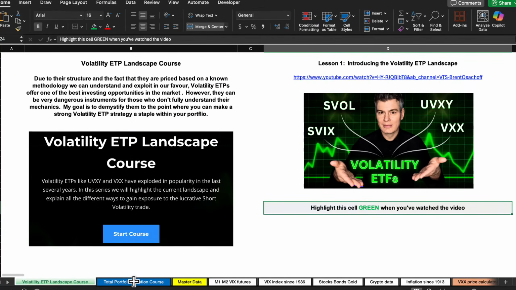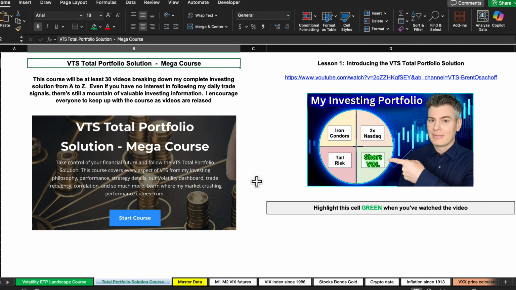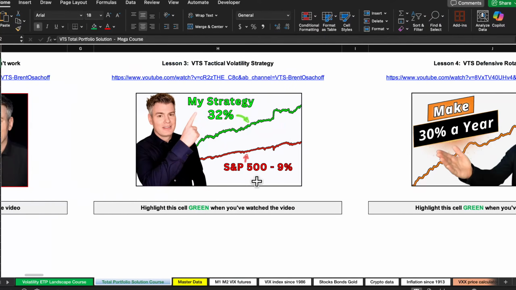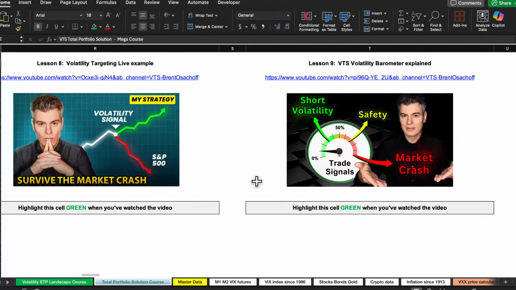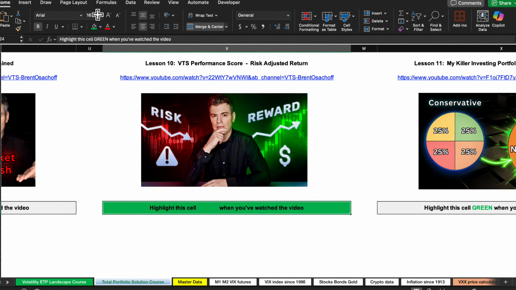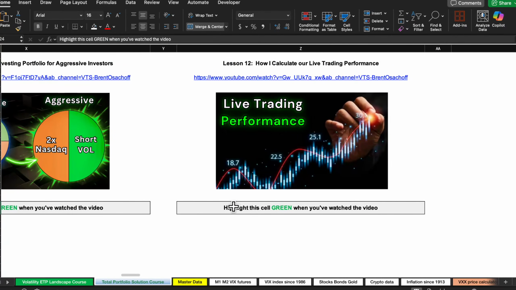That's the first course. The second course does get specifically to the VTS portfolio, and this is what we call the Total Portfolio Solution course. You can go through these as well, and again, I would always suggest that once you watch the lesson, click it green. It doesn't mean you can't go back to it later on, but at least you're tracking your progress.